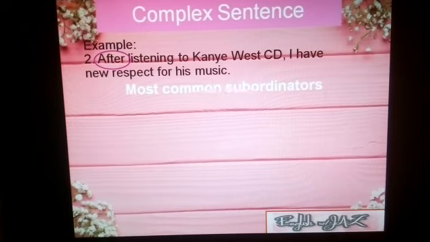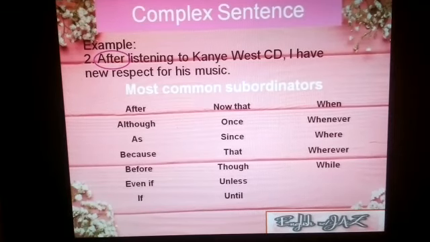So what are the subordinators? Here are some of the most common subordinators to use in writing complex sentences: after, although, as, because, before, even if, now that, once, since, that, though, unless, until, when, whenever, where, wherever, and while.